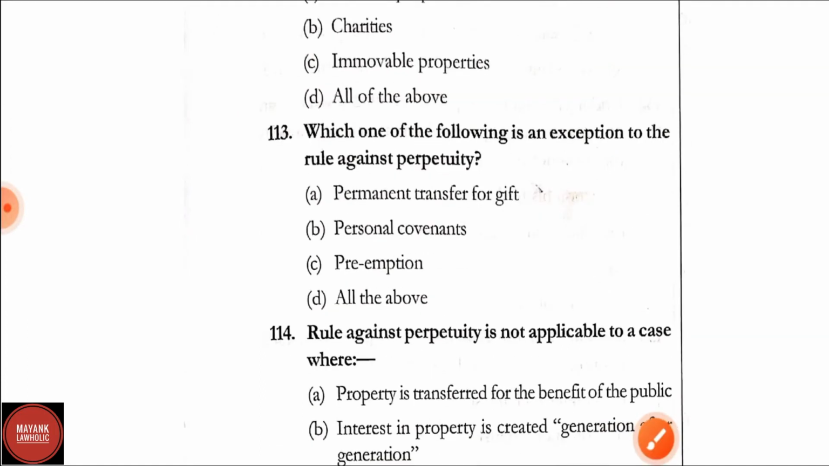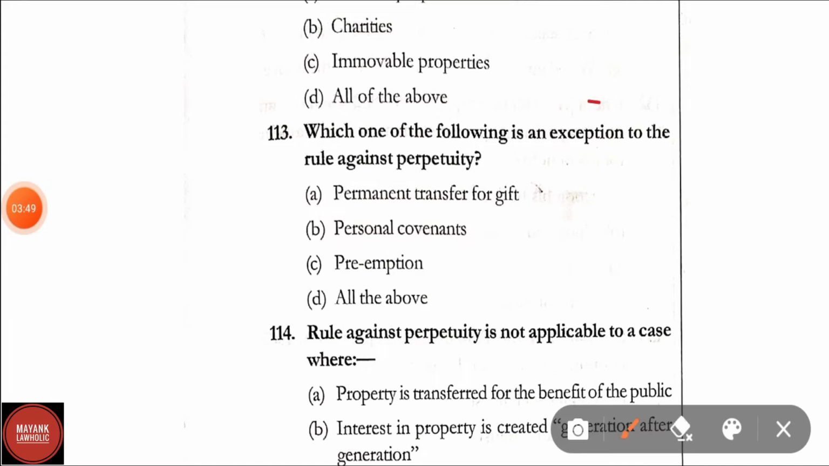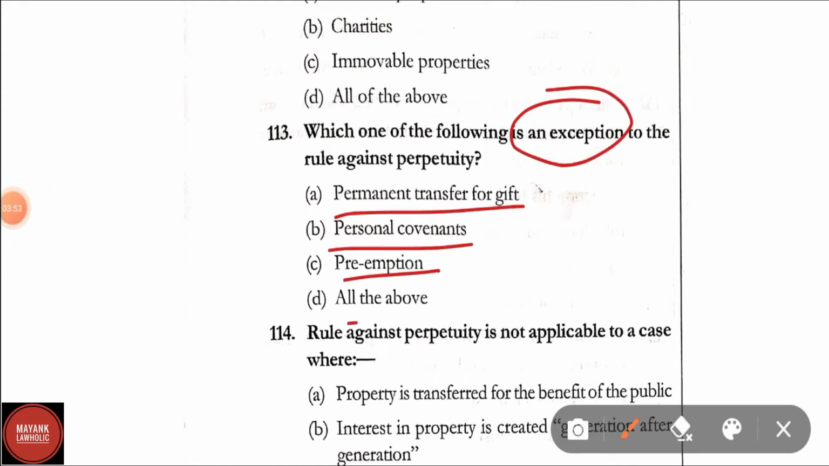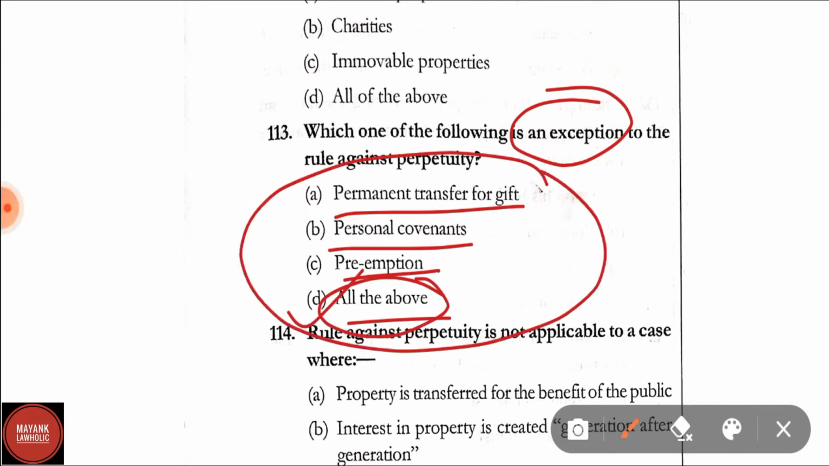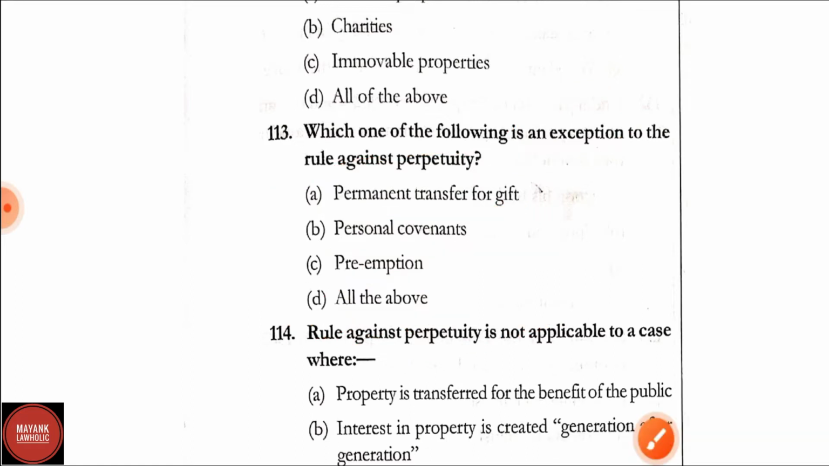Question number 113. Which one of the following is an exception to the rule against perpetuity? Permanent transfer for gift, personal covenants, preemption, all of the above. Correct answer is option D, that is all of the above. Permanent transfer of gifts, personal covenants, preemption, all are exceptions to the rule against perpetuity.